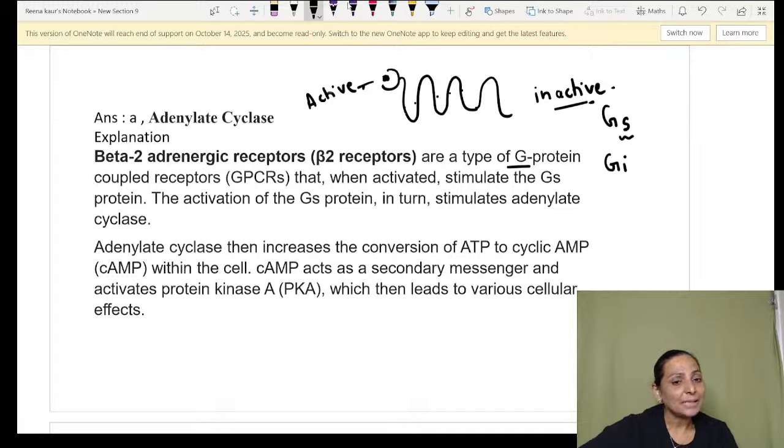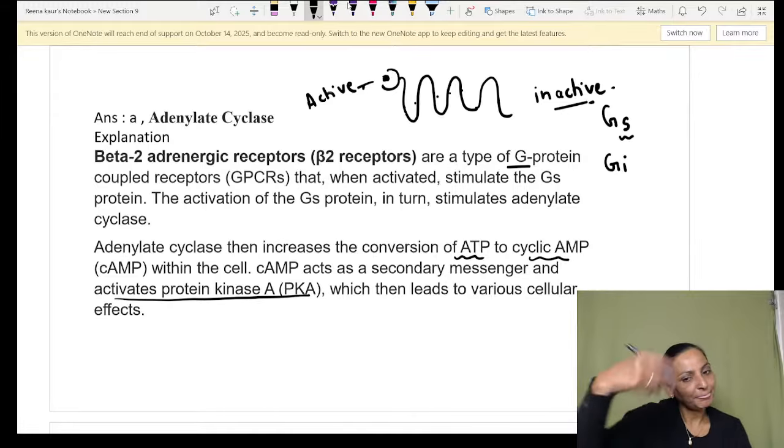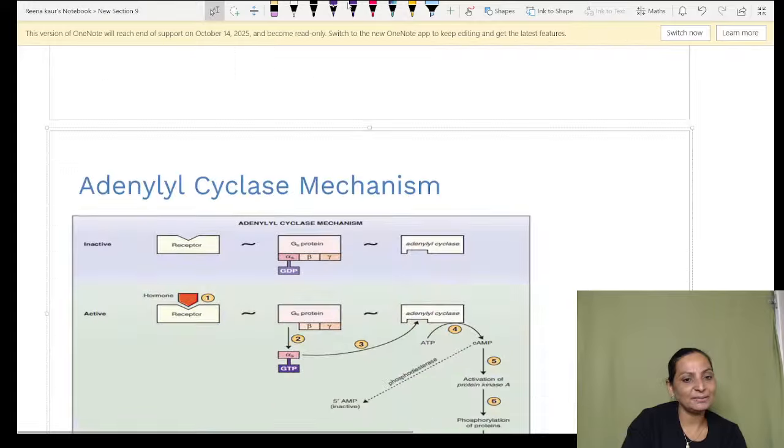Now, when there is activation, it is going to increase the conversion of ATP to cyclic AMP. The cyclic AMP then behaves as a second messenger and activates various enzymes, for example, protein kinase A, which will then bring about the cellular effect.